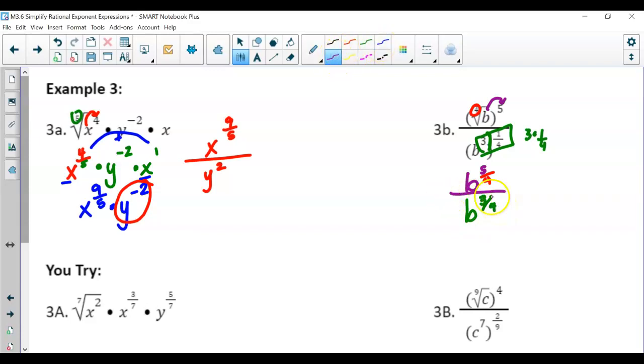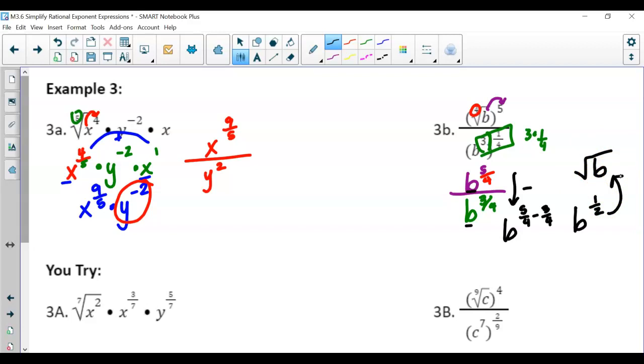Now notice we're dividing and the bases are the same. So what do we do? Top to bottom, subtract. So this is b to the 5/4 minus 3/4, which gives you 2/4, or you can write this as 1/2. Now, if you wanted to rewrite this as a radical for practice, you would say that this is the square root of b.